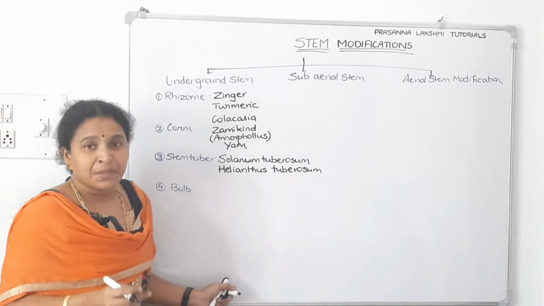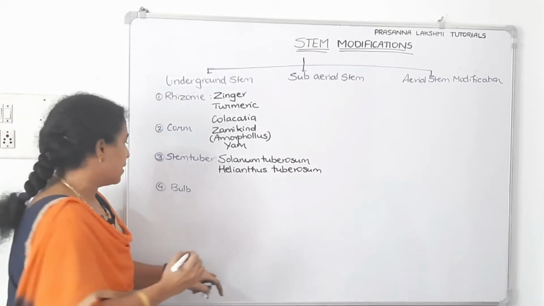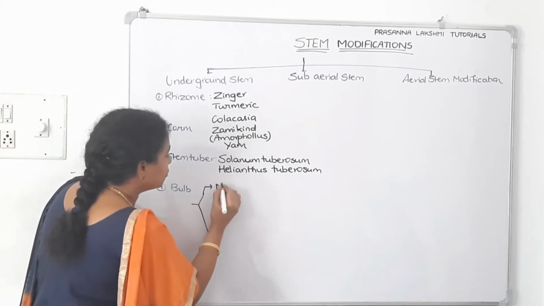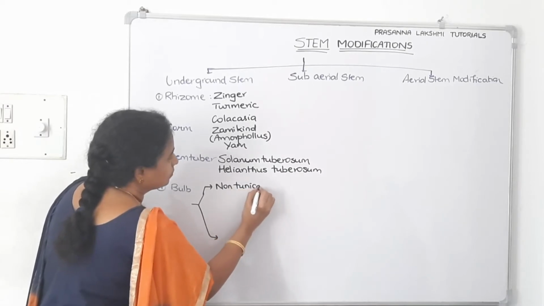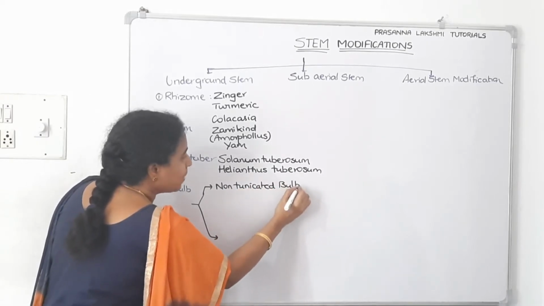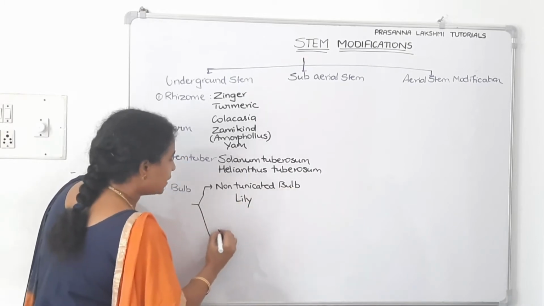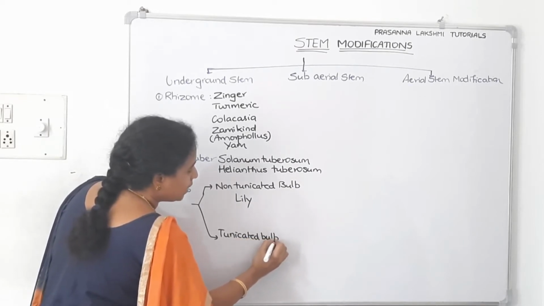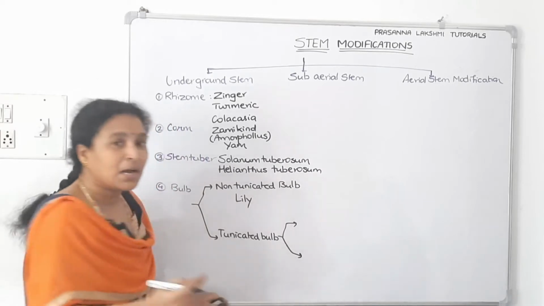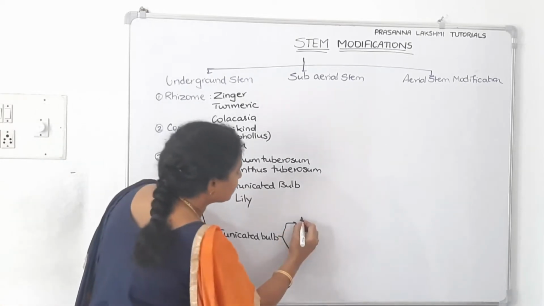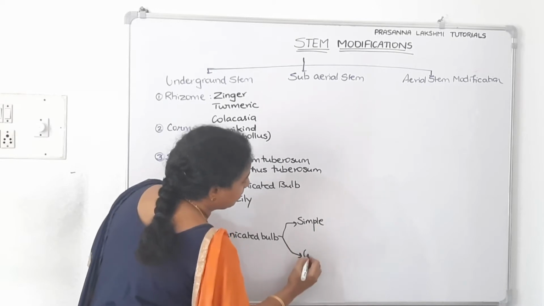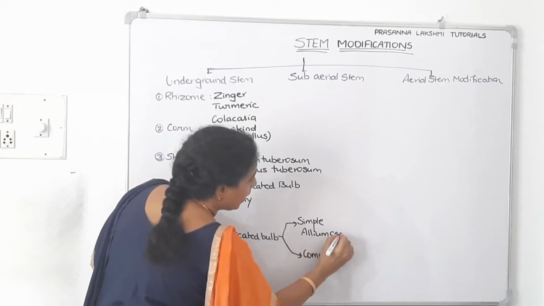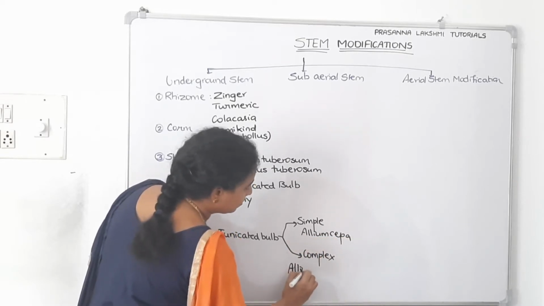And coming to bulb, it is naked bulb, it is covered bulb. So we can classify them: if it is naked, it is called non-tunicated bulb. Non-tunicated bulb example is lily. Now if it is covered, it is called tunicated. Tunica means membrane. It is called tunicated bulb. Now in tunicated bulb, only one bulb is there or many are there? Simple or complex? So we have simple and we have complex. Under simple, onion will be the example, Allium cepa. Under complex, garlic will be the example, Allium sativum.